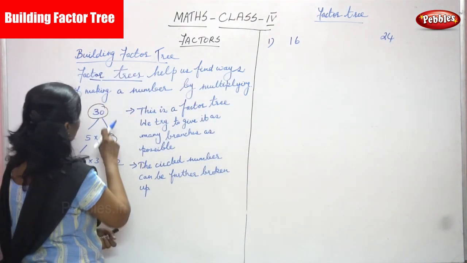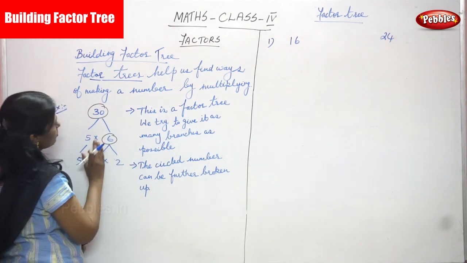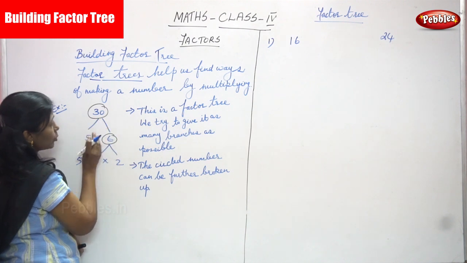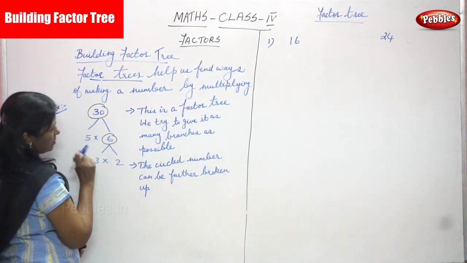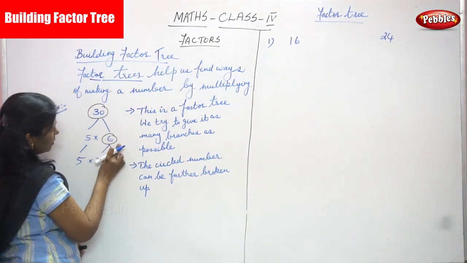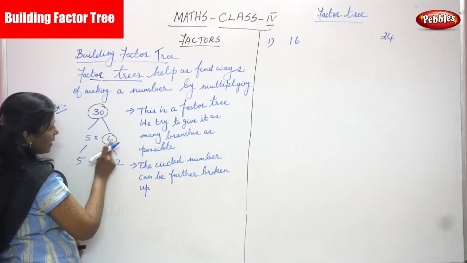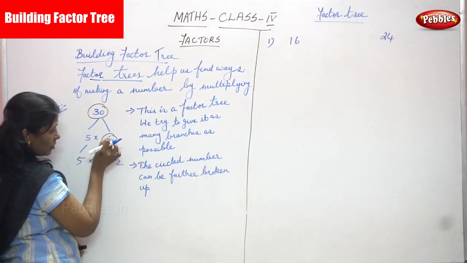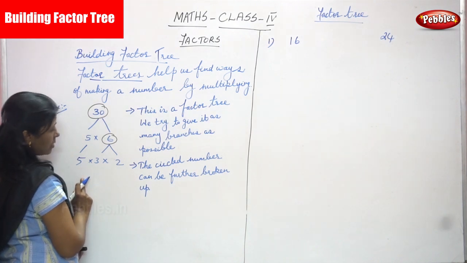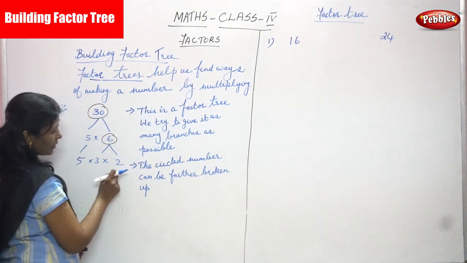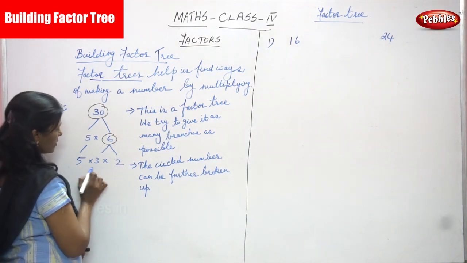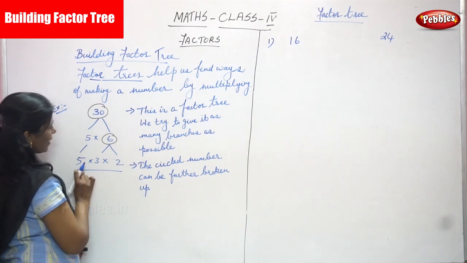30 is a number. First we have to multiply any two numbers that give 30. So 5 into 6 is 30. After that you have to circle the number. 5 you write as it is, and you have to find the factor of 6. So 3 into 2 gives 6. If you take 2, you get 2 into 1, the same number comes again, so no need to write; you stop here. So the answer is 5 into 3 into 2.